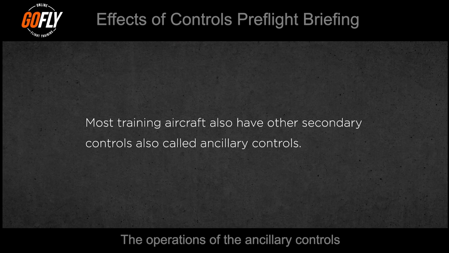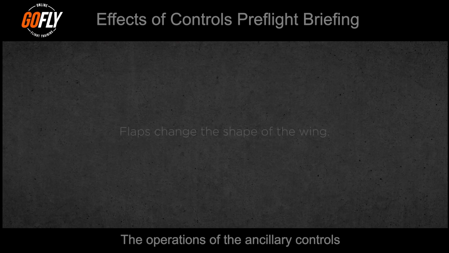Most aircraft have ancillary or secondary controls, the main ones being flaps and trim. The flaps are a lift generating device. When we select flaps, we are actually changing the shape of our wing.